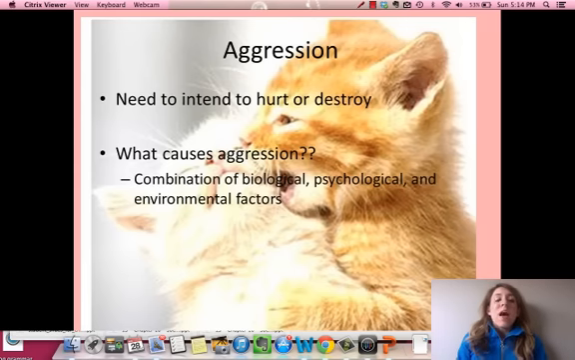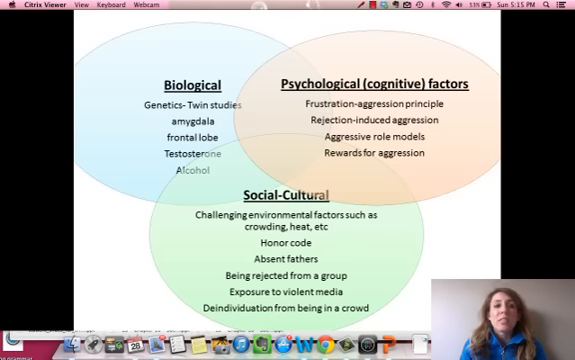Okay, aggression. Obviously, conflict often leads to aggression, and something is only considered aggressive when it is intended to hurt or destroy something. If you think about what causes someone to be aggressive, there's a couple of different things. It's biological, psychological, and environmental. All those can play into an aggressive act.